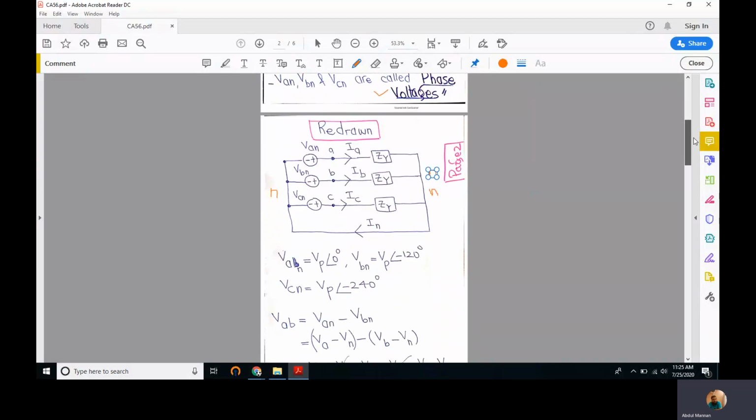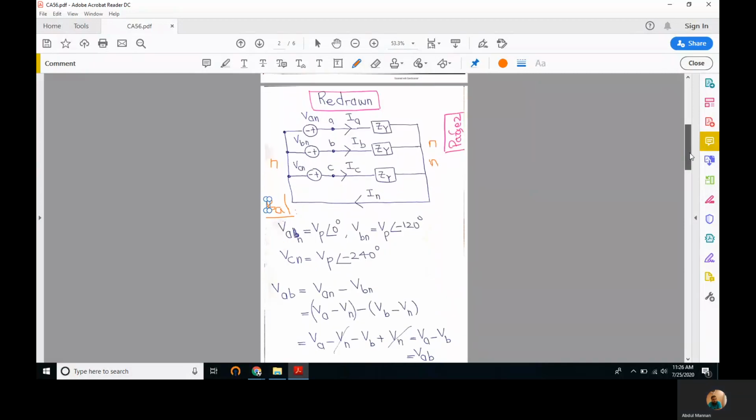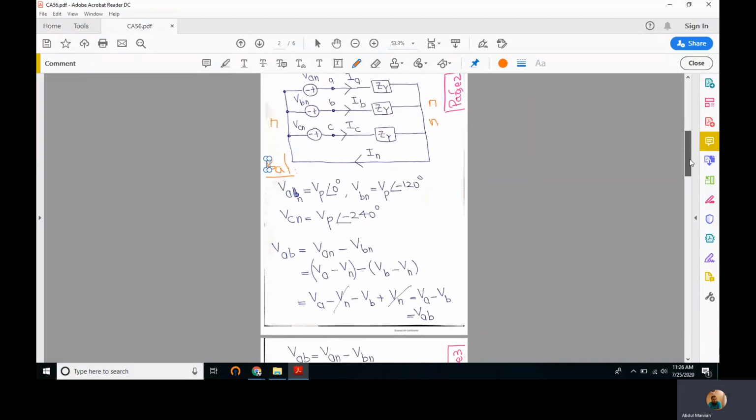And we studied in the last lecture that a three-phase system is called balanced if it fulfills this criterion: VAN, VBN and VCN are 120 degrees apart from each other. VBN lags VAN by 120 degrees and VCN lags VBN by 120 degrees, or VCN lags VAN by 240 degrees. Right, so what is VAB then?